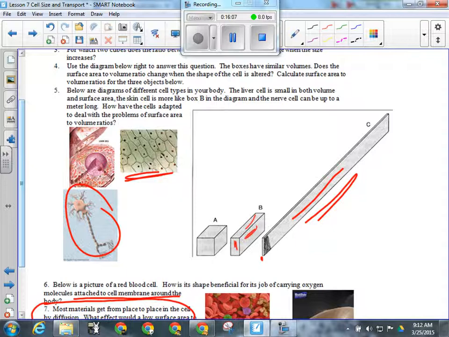And then the volume is still just length times width times height. And you'll have to do the same thing for C. You can't just go length times width times the number of sides, because the sides aren't all the same size. Everyone follow me on that?